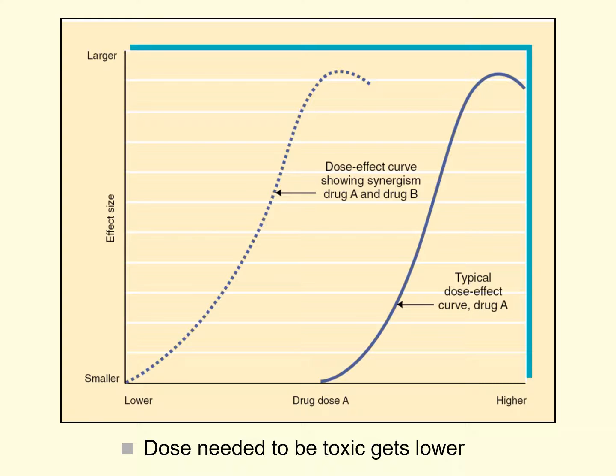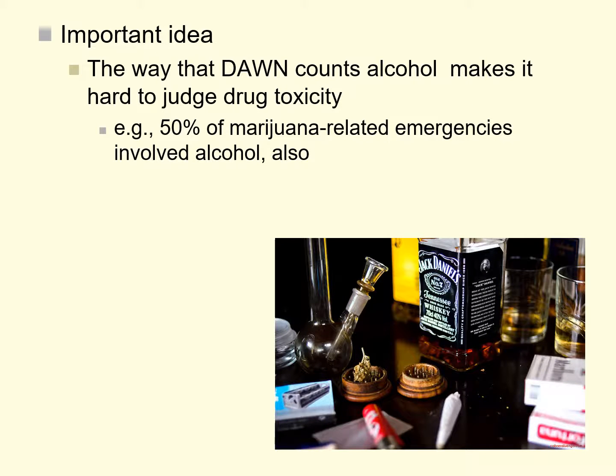So that's alcohol. An important idea here is that the way the DAWN system counts alcohol makes it very difficult to judge toxicity. I mean, hopefully you've seen that already. It's an imperfect system for judging the toxicity of alcohol. I think if it was a more representative counting system, it would probably reveal that alcohol is quite a dangerous drug in terms of its toxicity, at least as measured in the field, because many people, sadly, who drink too much alcohol can get into all sorts of problems that can lead them to go to the emergency department of a hospital or a clinic.